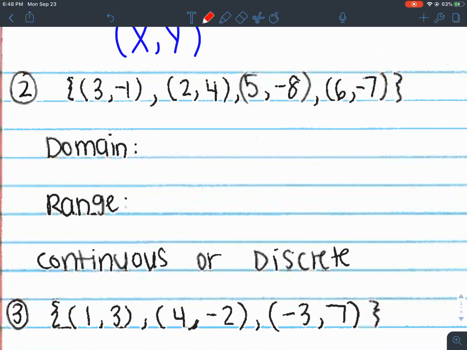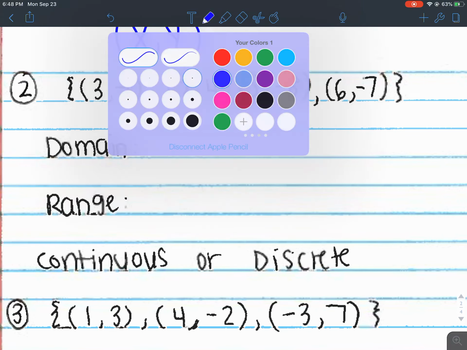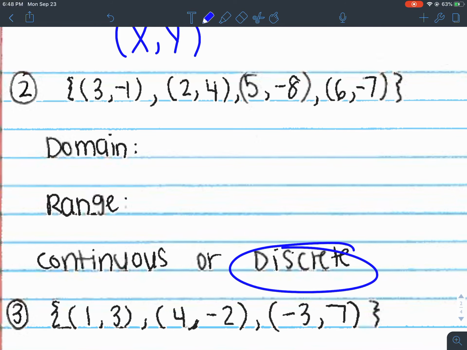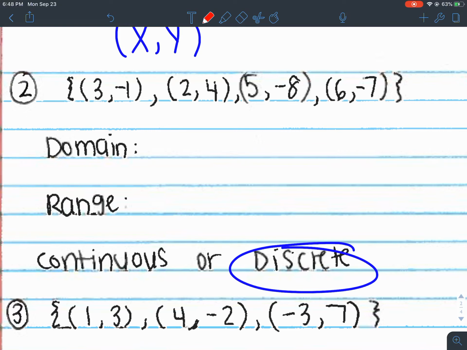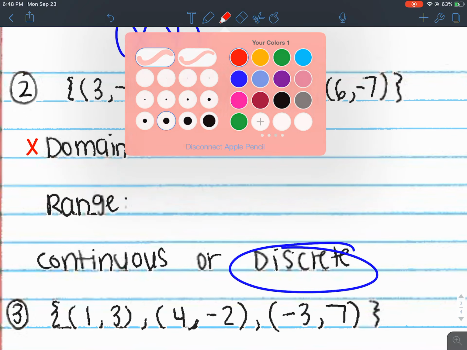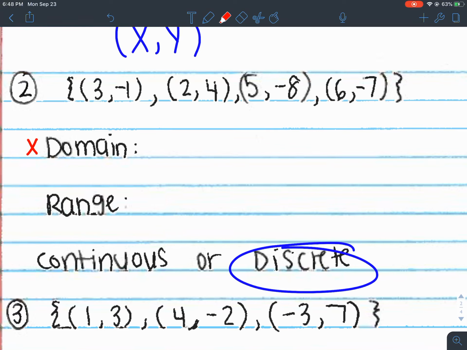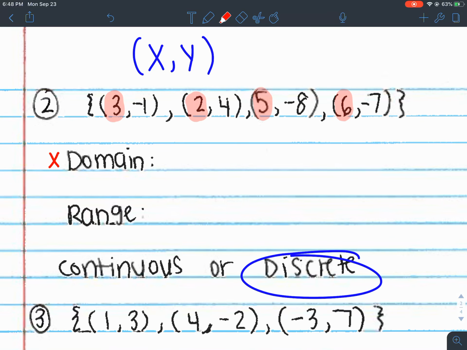So since I noticed that these are just 4 individual points, I'm going to put discrete because they're just isolated random points. They're not continuous anywhere. So that means we're going to be listing our domain and range. Domain is x values, so I'm going to go ahead and highlight all of my x values so it makes it a lot easier for myself. 3, 2, 5, and 6. Just remember that in the ordered pair, your x value comes first. So we're going to have 3, 2, 5, and 6.